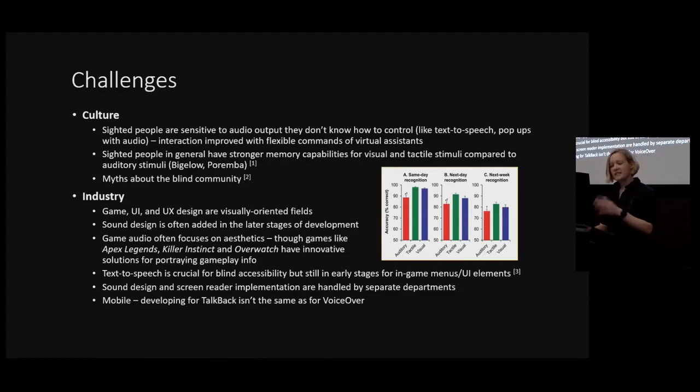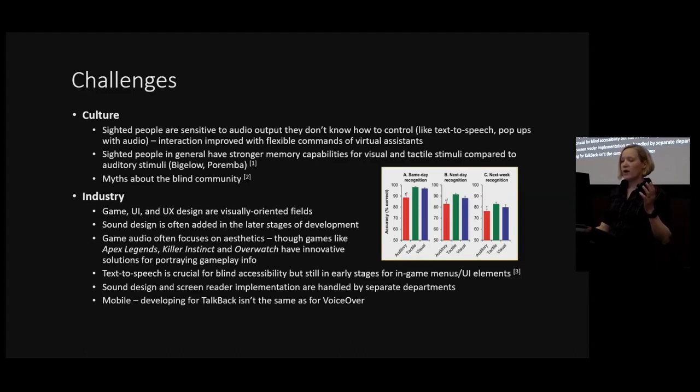So this is an interesting study that I found. Sighted people in general have stronger memory capabilities for visual and tactile stimuli compared to auditory stimuli. So right here, you can see the auditory is red, tactile is green, and visual is blue. And we have same day recognition, next day, and next week recognition. And you can see that the auditory recognition is lower on all counts by quite a bit, actually. So quite the jump down. So we're just more visually driven as sighted people.